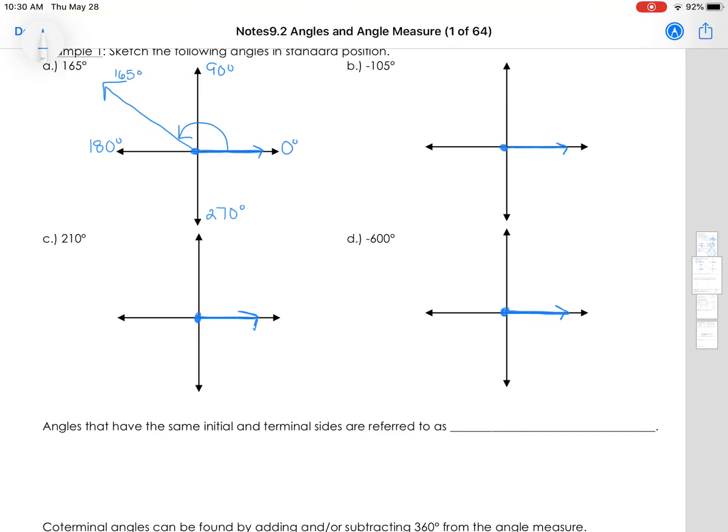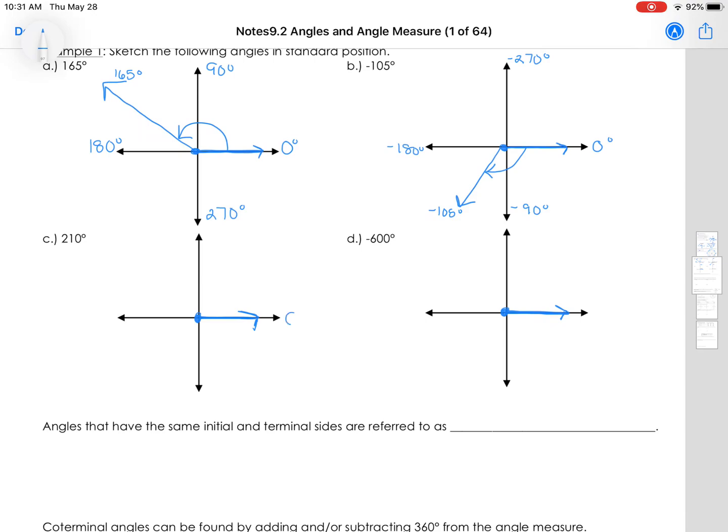For B, we're going opposite. So it's negative. So 0, this is negative 90. This is negative 180, negative 270. But negative 105 is between negative 90 and negative 180. So that puts us down here. Okay, so this is negative 105 degrees. And it's negative, which means you need to make sure that you are drawing in the clockwise direction.